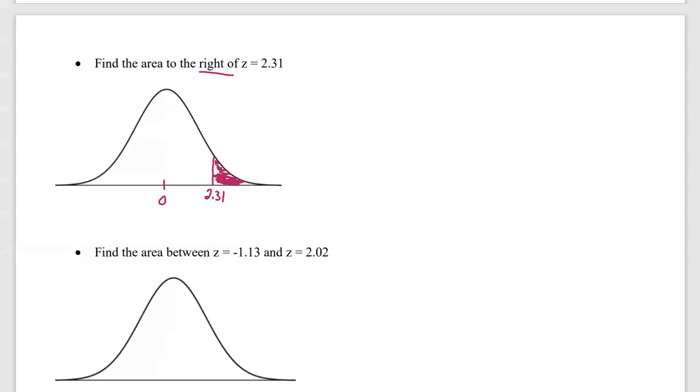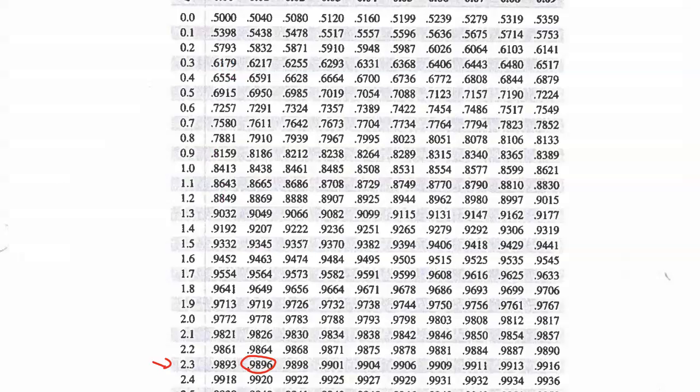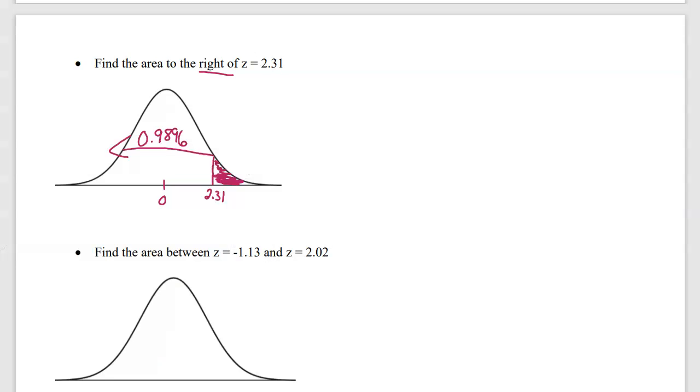So let's come back over here. My issue is the fact that the curve is going to give me to the left. I'm sorry, the table gives me to the left. So that means that over here is a 0.9896. And I want to go back over and just make sure that I read that correctly. 0.9896, okay. But I need to find this area.